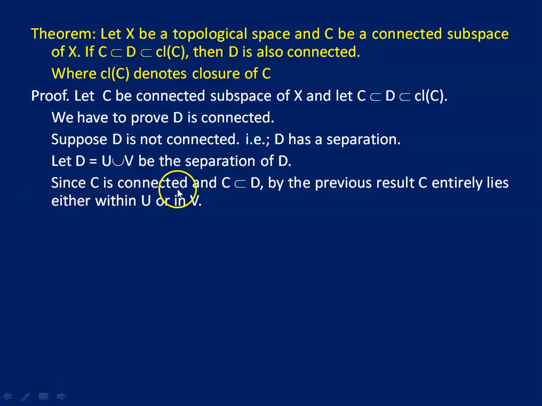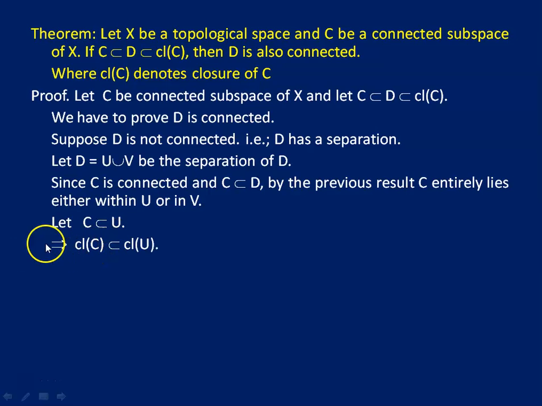Since C is connected and C is a subset of D, by the previous result, C entirely lies either in U or in V. Because in the previous result, we have seen that if Y is a connected subspace of X and X has a separation U union V, then Y lies completely inside U or within V. Similarly, here C is a connected space and C is a subset of D and D has a separation U union V. So C either lies in U or C lies in V. Let C be a subset of U.